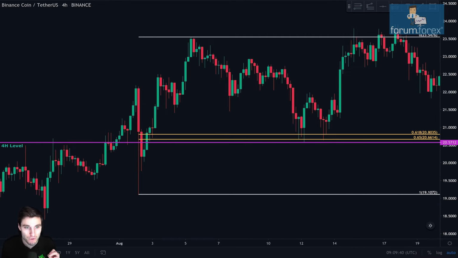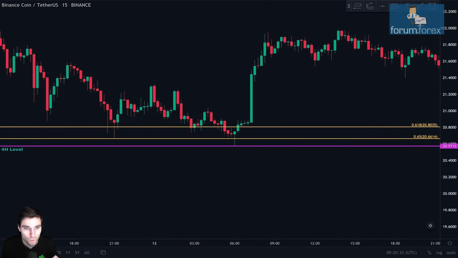So let's go over to the 15-minute chart. We notice that when price came back to this 4-hour level, it formed a nice hammer candle.